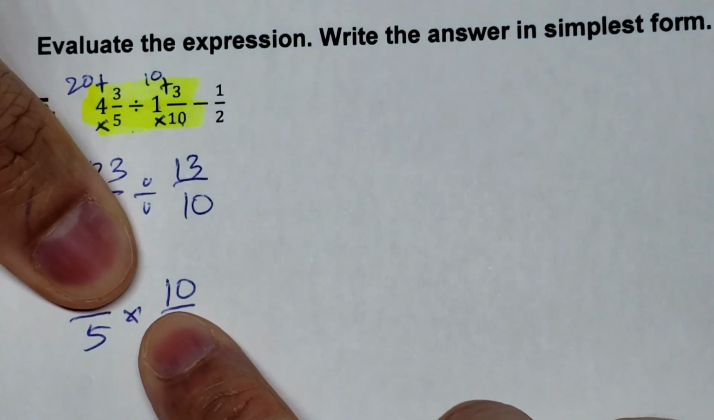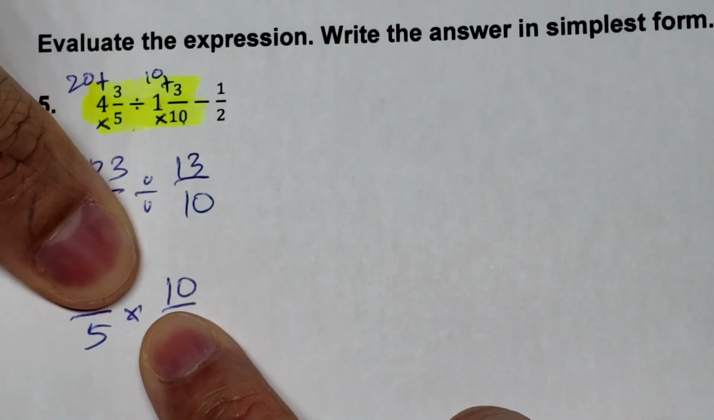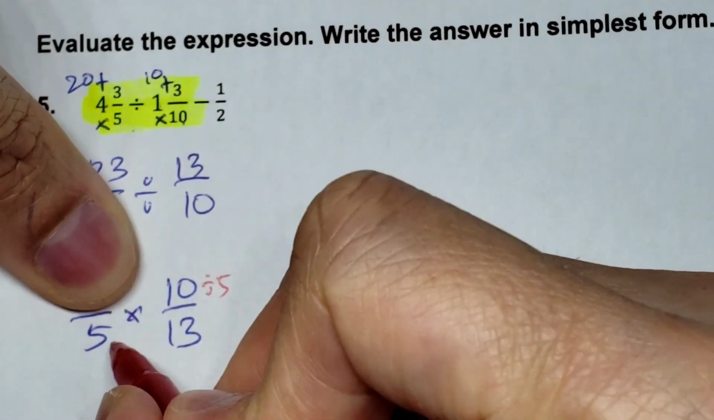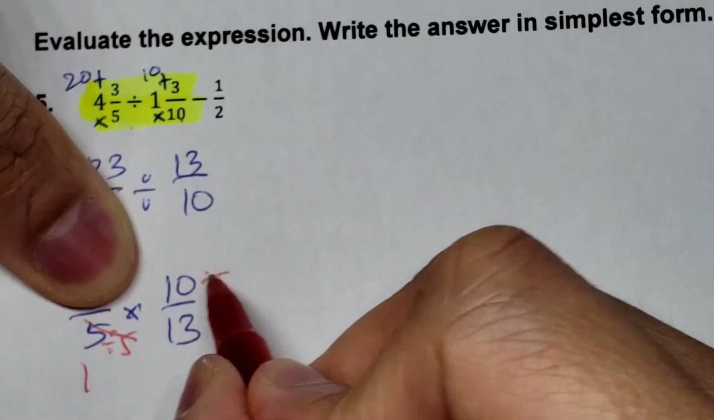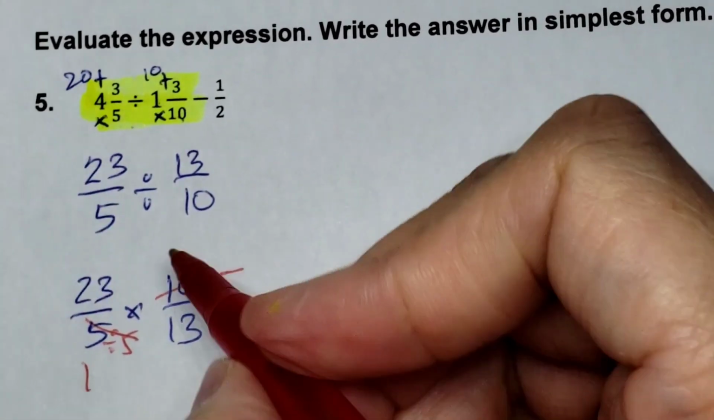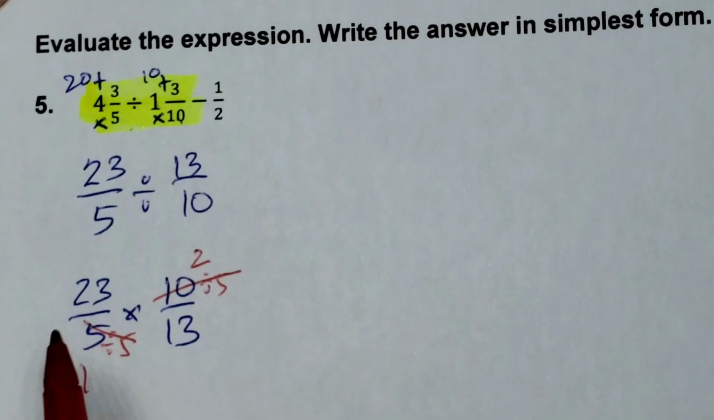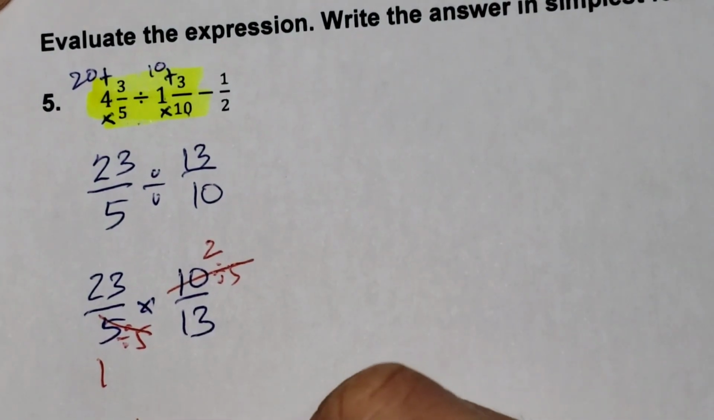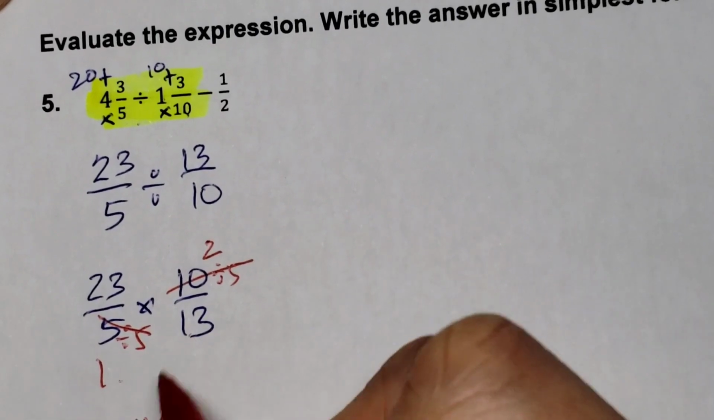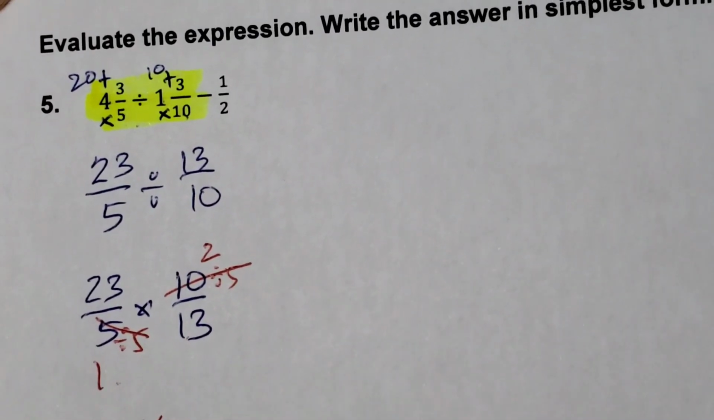How about 5 and 10? What common factor can we divide evenly into 5 and 10? Yes, you're right, it is 5. So we divide by 5, we divide by 5. 5 divided by 5 gives us 1. 10 divided by 5 will give us 2. Now let's do 23 times 2 gives us 46 over 1 times 13 is 13.